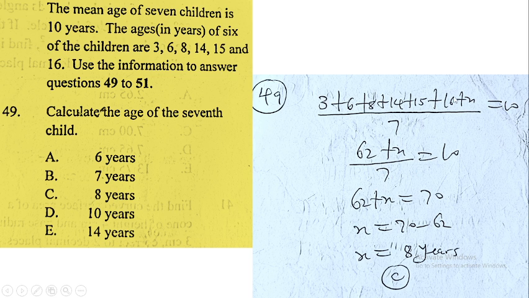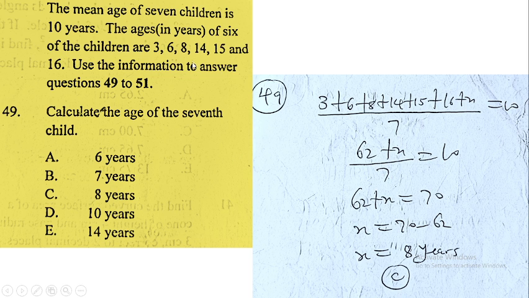So from there, if I add together all these ages, I have 62 plus x over 7 equals 10. Cross multiply: 7 times 10 gives us 70. 62 plus x equals 70. Collect like terms: 70 minus 62 gives us x. Then x will be 8 years. So that means the age of the seventh child is 8 years, and we know the ages of all the 7 children now. The question asks us to calculate the age of the seventh child, which is 8 years. Option C is the correct answer.